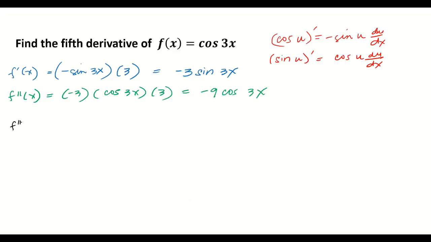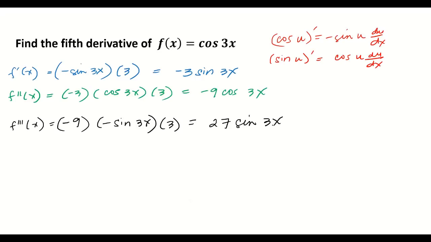For our third derivative, we need to get the derivative of negative 9 cosine 3x. So we have negative 9, and then the derivative of cosine 3x would be negative sine 3x. Derivative of 3x is 3. So simplifying, negative 9 times negative 1 times 3 is positive 27 sine 3x.